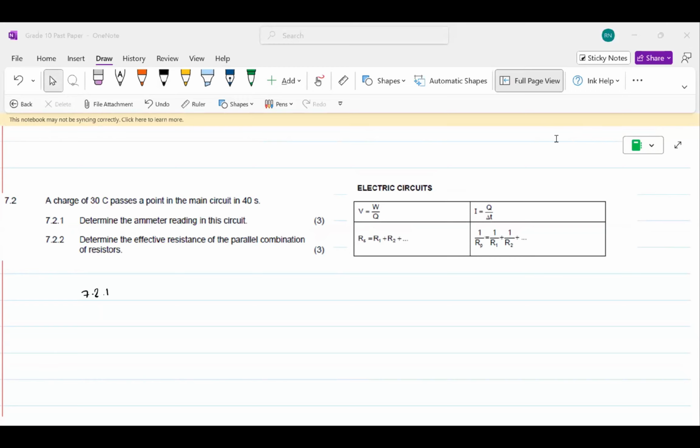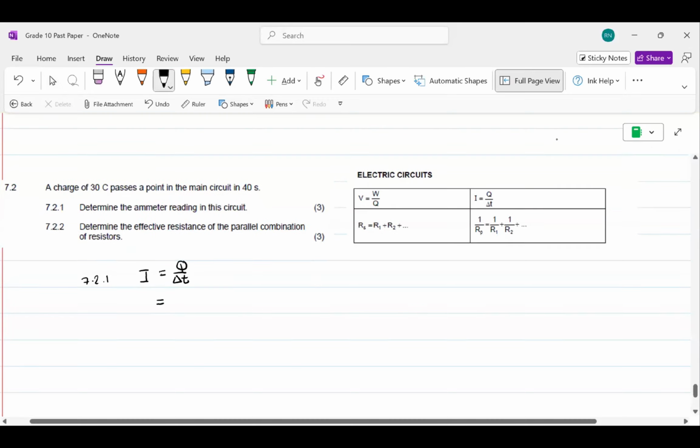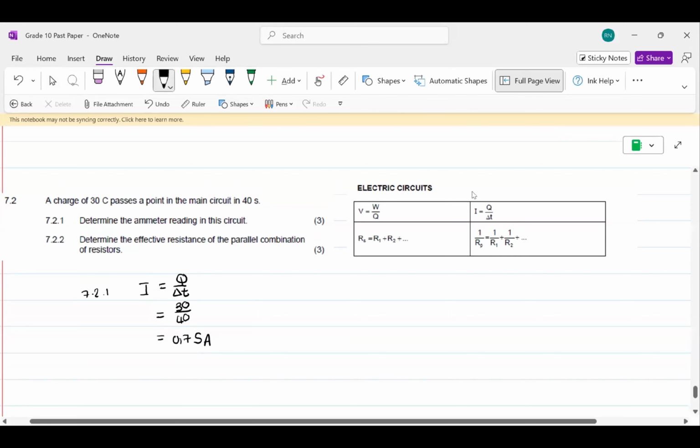Okay, so here we were just looking for current, and we know from our formula sheet that current is equal to charge over time, which is 30 coulombs over the time, which is 40 seconds. And so our current is going to be 0.75 amps. Woohoo.